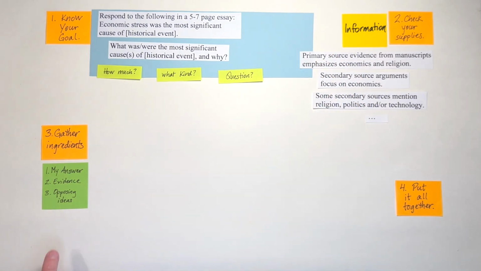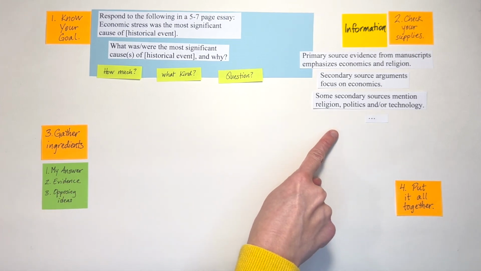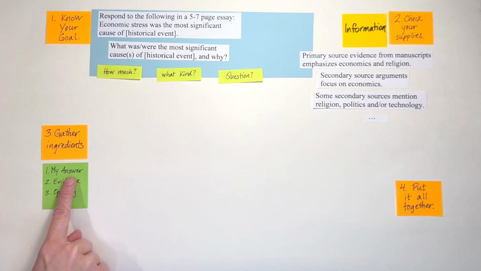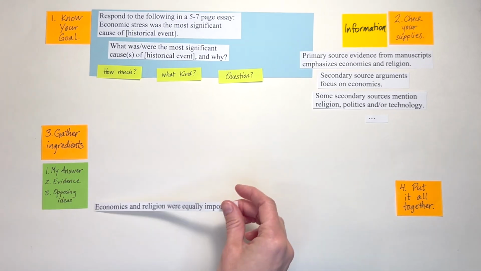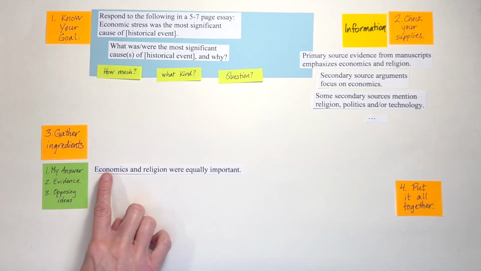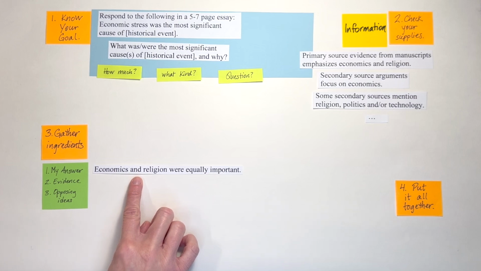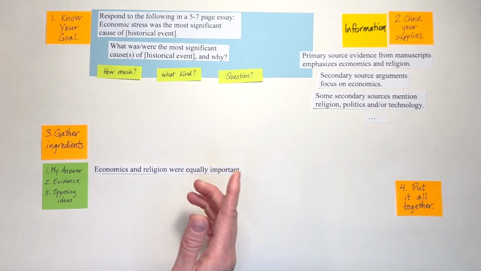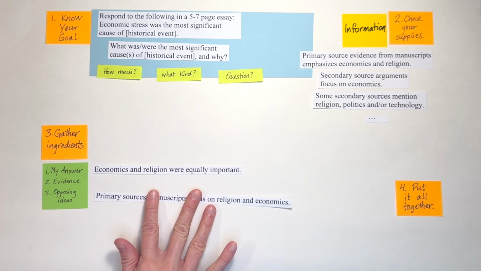Now let's move to step 3, gather ingredients. I'm going to use the information from my sources to gather at least 3 types of ingredients for my paper. First, I need my answer to the question. Let's say that I think about the information I have and I decide that economics and religion were equally important causes of this event. But then I need to make sure that I have evidence to back that up.